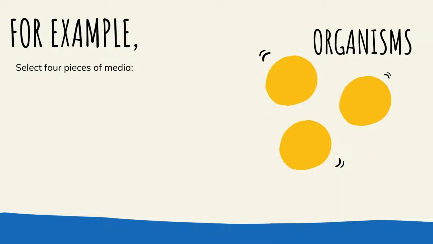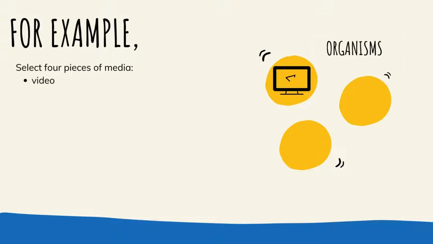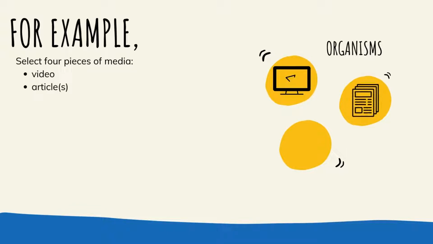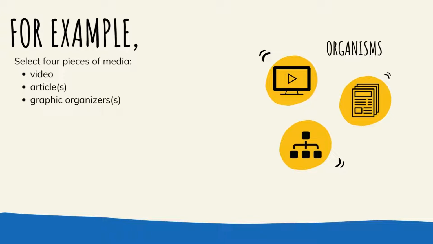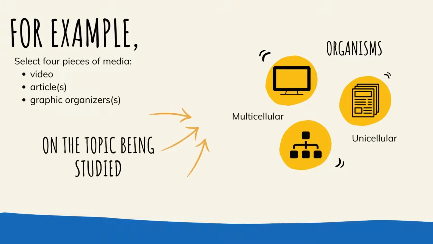If the students are learning about different organisms, the teacher would first need to select 4 pieces of media for students to engage with during each task. The teacher could select a video for students to watch, 2 short articles to read, and a graphic organizer to review on unicellular organisms and multicellular organisms.